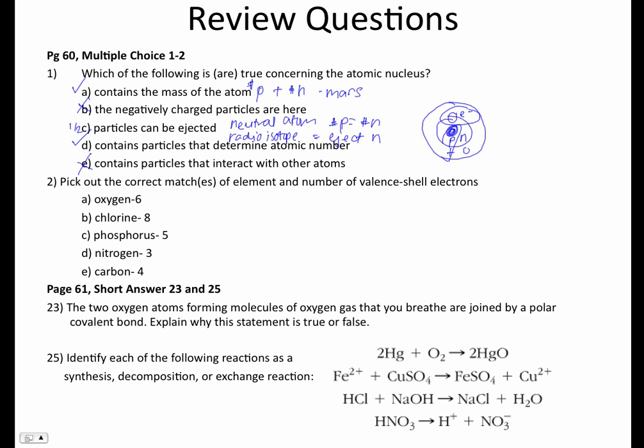Great. Number 2, pick out the correct matches of element and number of valence shell electrons. Oxygen being 6, chlorine 8, phosphorus 5, nitrogen 3, and carbon 4.